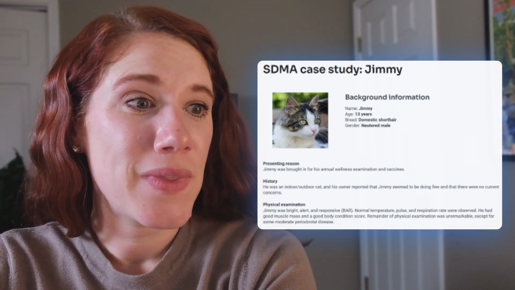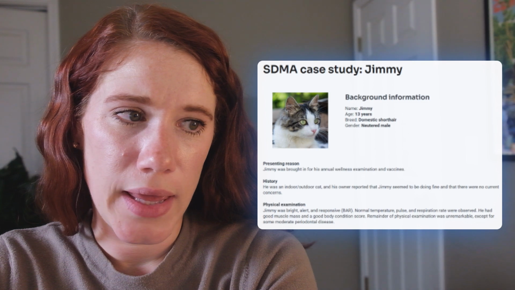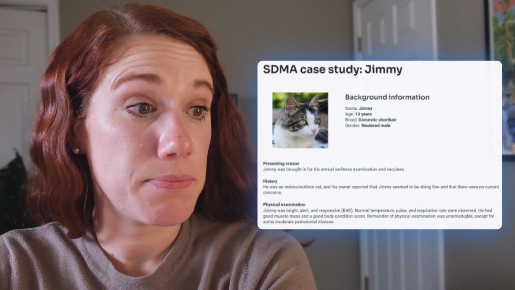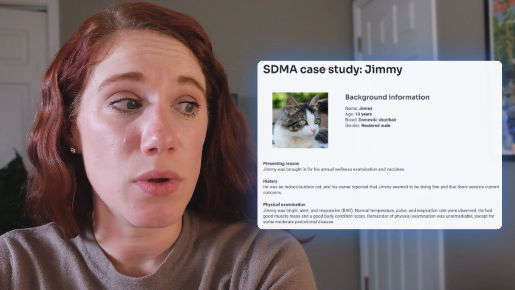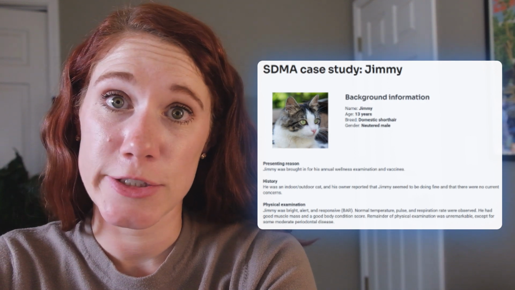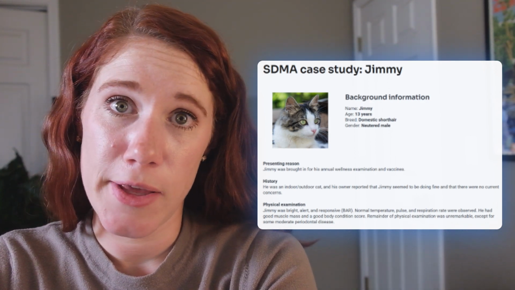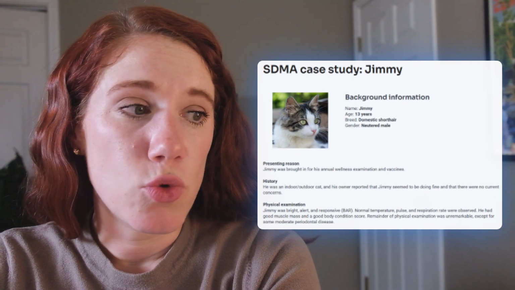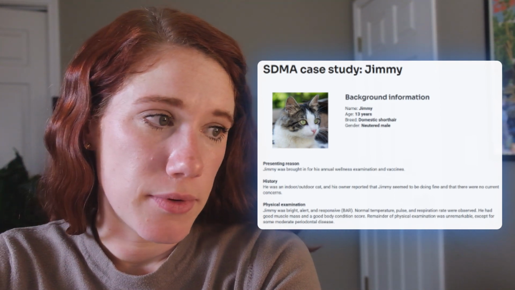Okay, his history. He was an indoor-outdoor cat. Was. Okay, so now not. I don't know. Further questions need to be asked. His owner reported that Jimmy seemed to be doing fine and there were no current concerns. That's great. Any coughing, sneezing, vomiting, diarrhea? Guess not. Jimmy is bright and alert and responsive. Normal temperature, normal pulse, normal respiration.